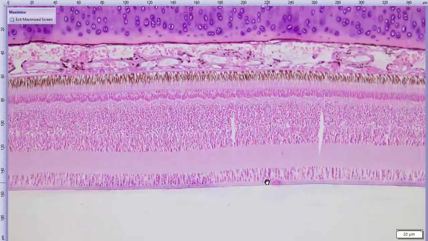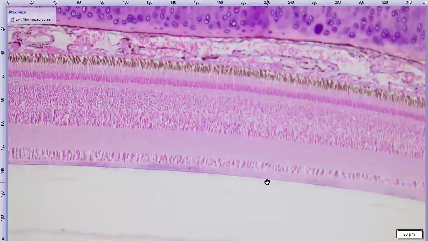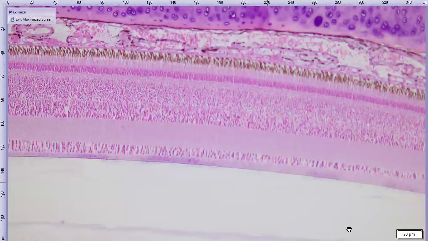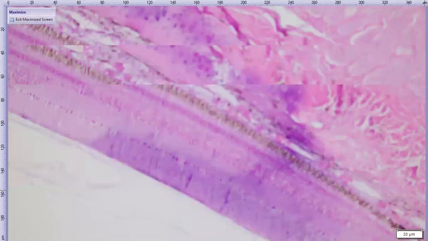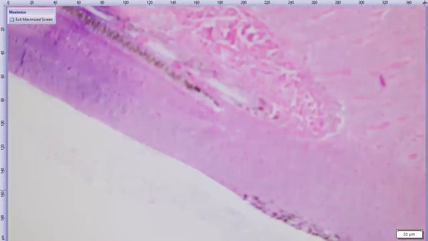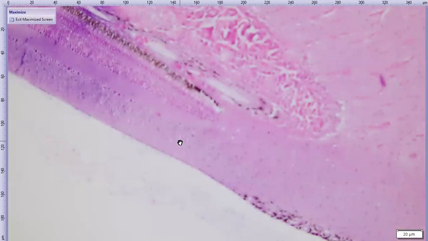Let's keep your eye on that nerve fiber layer as we go towards the optic nerve, and you can see that now you're getting axons of the ganglion cells getting thicker and thicker and thicker until you reach the optic nerve. And now all the axons are coming here, and then they'll turn into the optic nerve and go to the brain. And I think that's all I really want to show in this golden eagle.